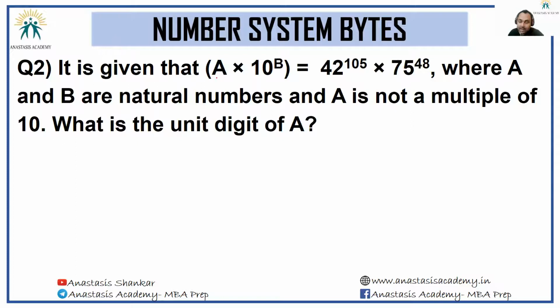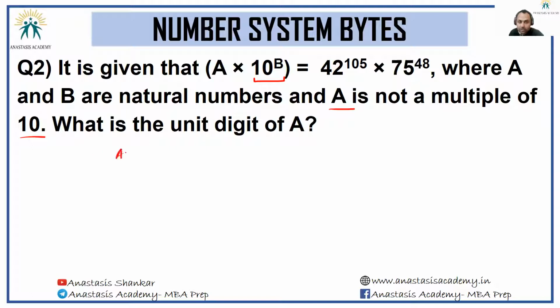Next one, it is given that a into 10 raised to the power b is equal to 42 raised to the power 105 into 75 raised to the power 48, where a and b are natural numbers and a is not a multiple of 10, which means all the 10s that are getting created on the RHS are consumed within this expression 10 raised to the power b. What is the unit digit of a?